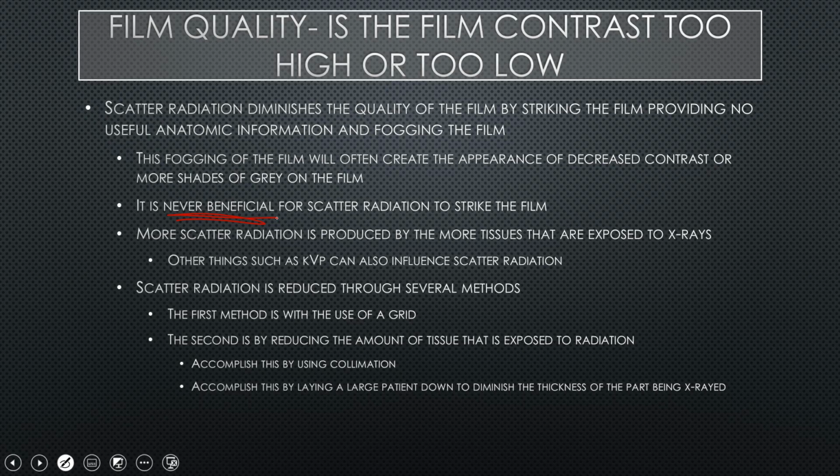So the first method is using a grid. The second is reducing the amount of tissue that is exposed. You can accomplish this by collimating to only the pertinent anatomy that you need. Or, if you have a bigger patient, sometimes placing them in an alternate position, such as lying them down, to help diminish the thickness can better the quality of the film and decrease scatter radiation in the same breath.